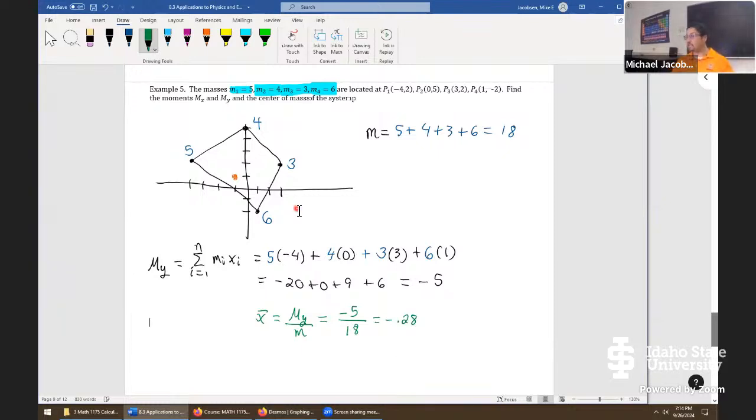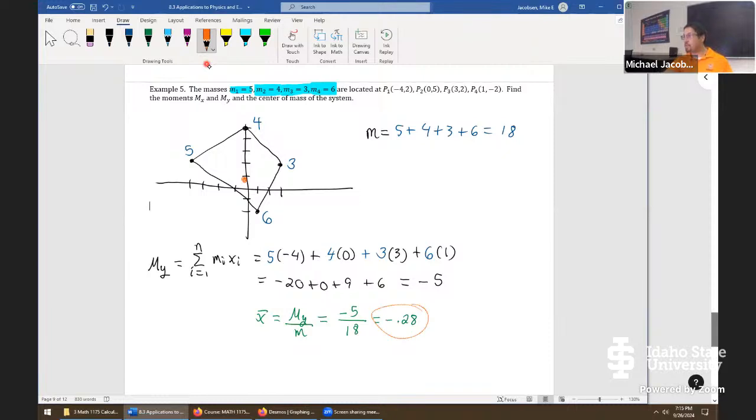-0.28, rounding to 2 decimal places. So you know what? That was about right. This should have been on the negative end. Our point just needed to move a little bit more off to about here. But it was about right. I don't know for the height, but I think we're getting pretty close to there. But this is what we've determined.